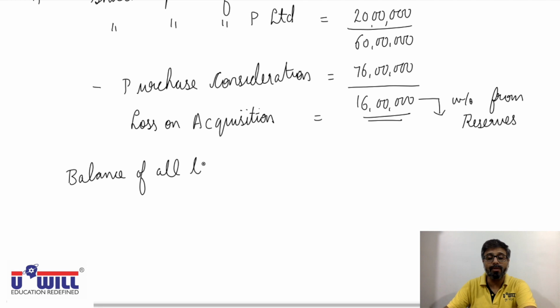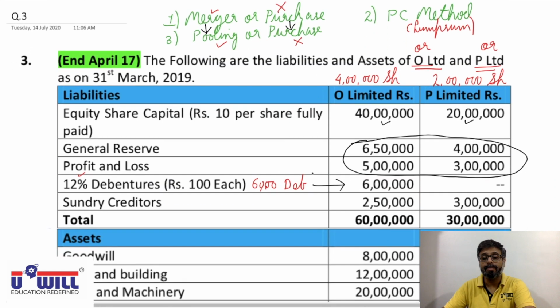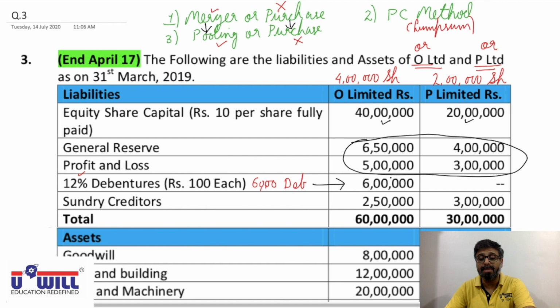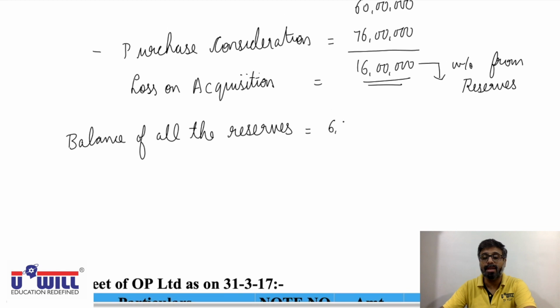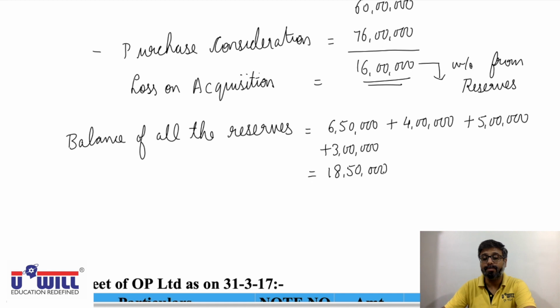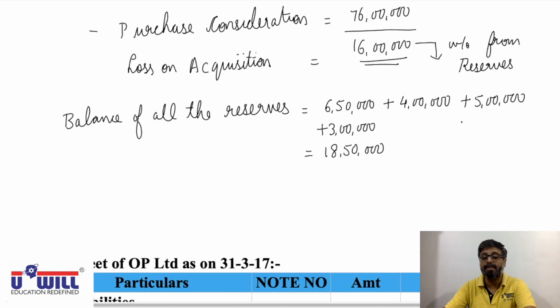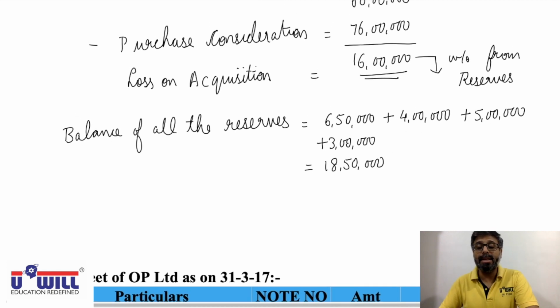So what is the total balance of all the reserves? 6,50,000 plus 4 lakhs plus 5 lakhs plus 3 lakhs. 3, 7, 12, 18 lakh 50,000. So that is 18 lakh 50,000.